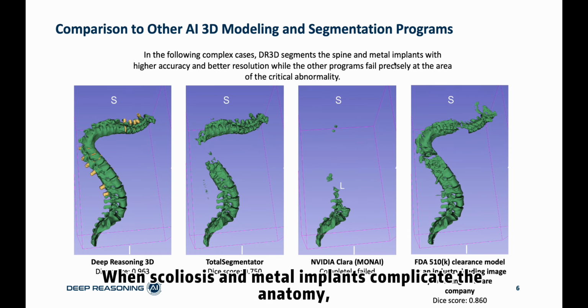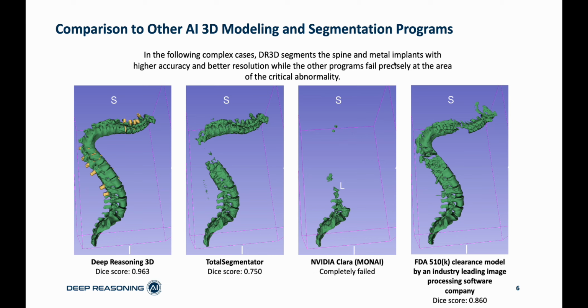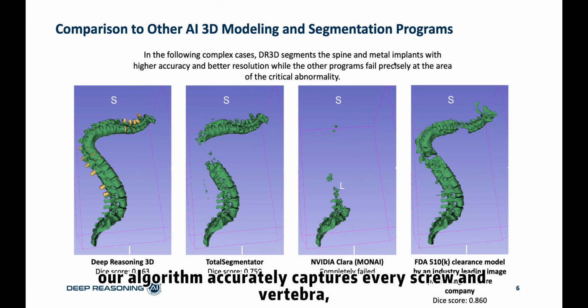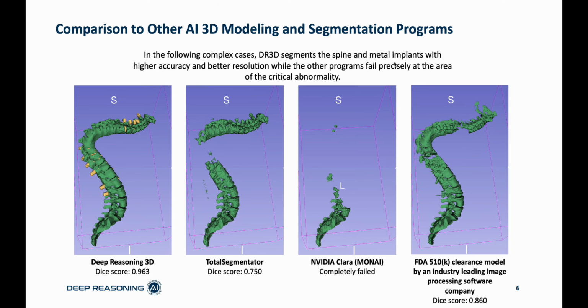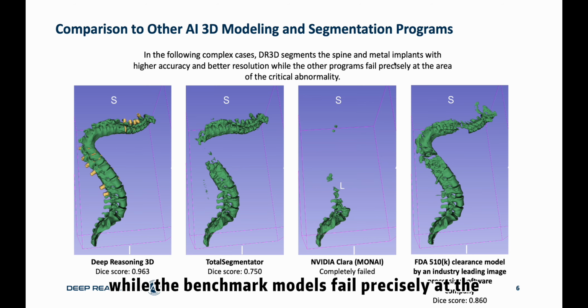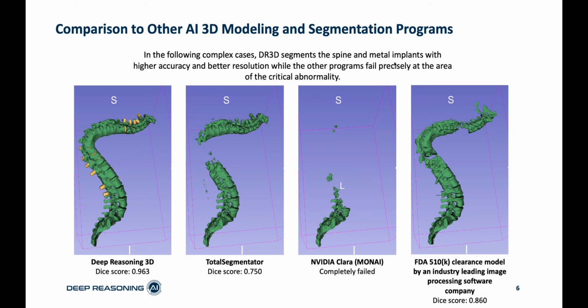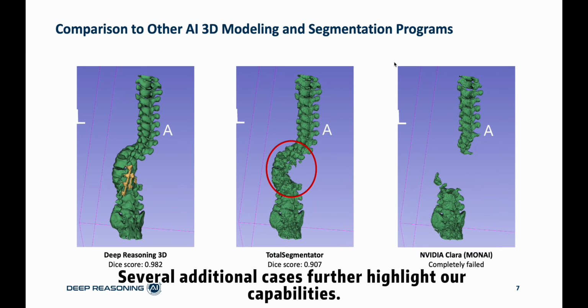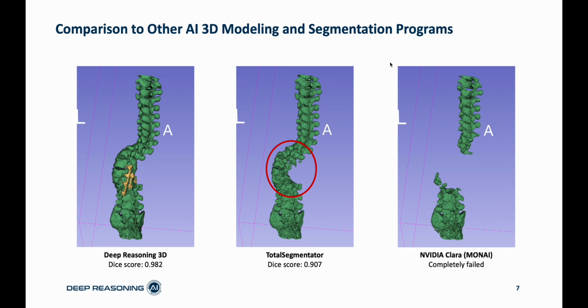When scoliosis and metal implants complicate the anatomy, our algorithm accurately captures every screw and vertebra, while the benchmark models fail precisely at the areas of critical deformity. Several additional cases further highlight our capabilities.